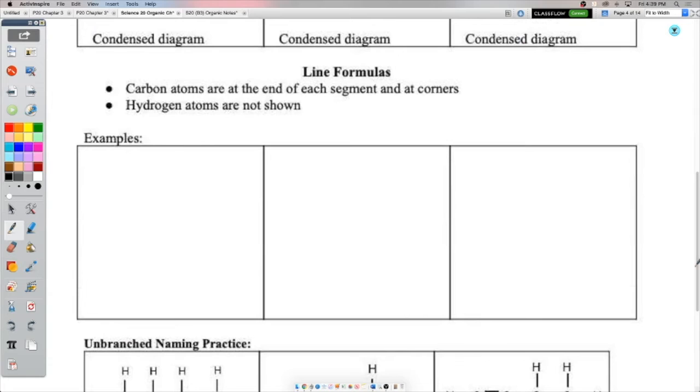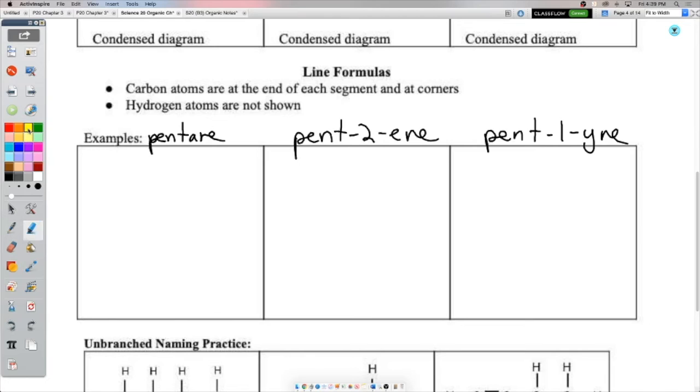Okay, last kind of way of representing it is the line diagram. So these are kind of like an even lazier option than the condensed. So we're just going to do the same examples. Pentane, pent-2-ene, and pent-1-yne, the same examples we've been doing. Okay, so these are just lines, okay? And the carbon atoms are at the end of each segment. So at the end of each segment, you have a carbon atom, but also at every corner. So basically, anytime it changes direction or ends, there's a carbon there, okay? We don't even bother showing the hydrogen atoms in line formulas.